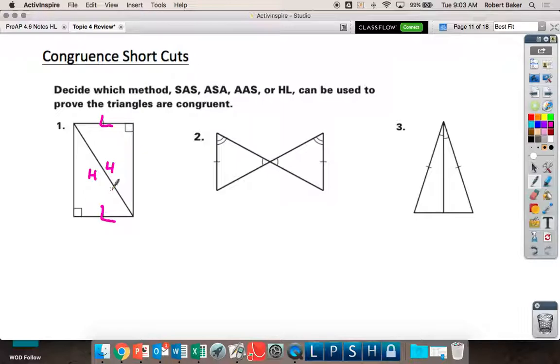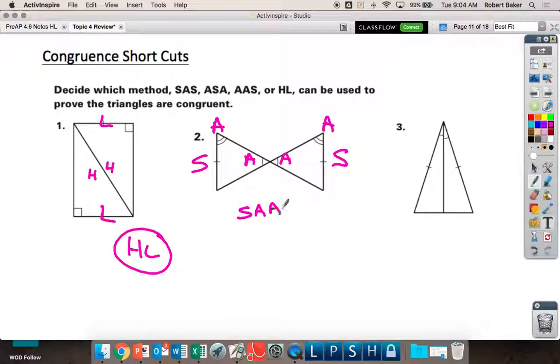Number 2. What do you have marked? You have angle is congruent to angle. You have a side congruent to a side. You have an angle congruent to an angle. So what shortcut is that? So this is the AAS. Is the S between the A's? So it's not ASA. It's either, I don't care how you write it. They mean the same thing. You have to identify multiple choice which one is the correct one. They'll say one or the other. They mean the same thing.